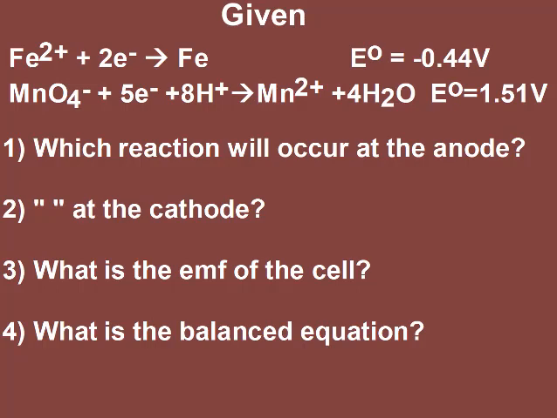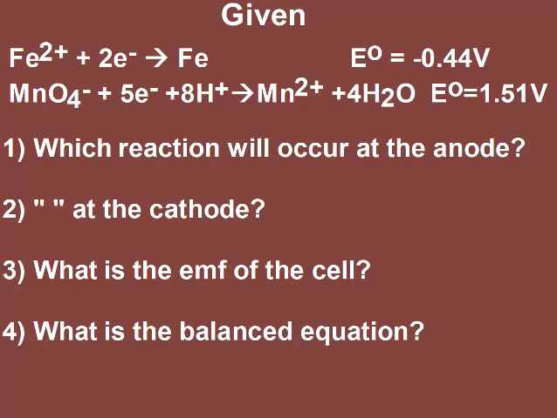So let's look at some more examples. On this first one, we have our two reactions, our half reactions, and it says which one will occur at the anode. Go ahead and pause the video and try these 4 questions on your own. Restart when you have your answers.